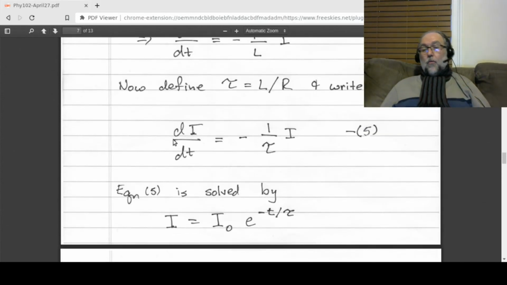What I basically showed you is that equation number 5 is solved by that exponential decay. Great. So the RC circuit and the RL circuit are both homologous to one another. They're similar. It's just that for the RC circuit, you're looking at the exponential decay of the charge, whereas for the RL circuit, you're looking at the exponential decay of the current.